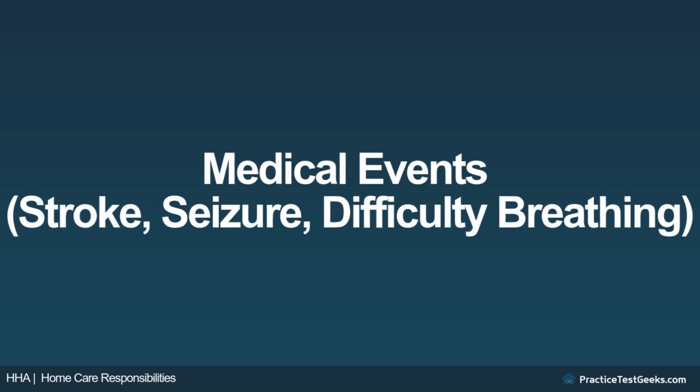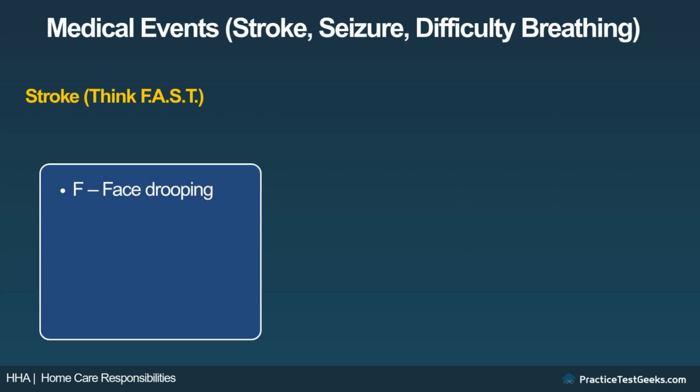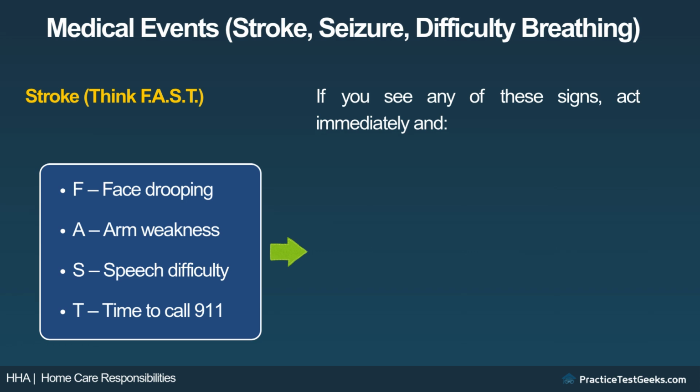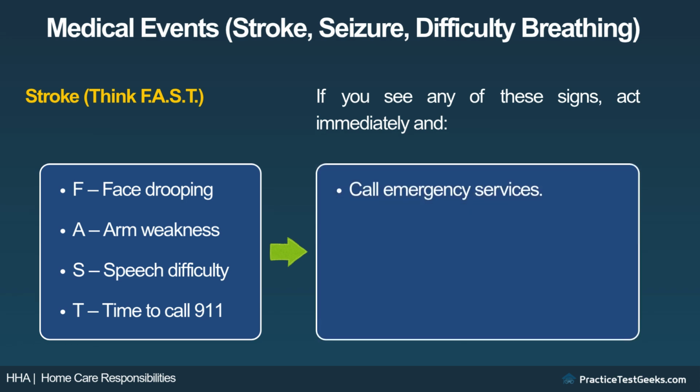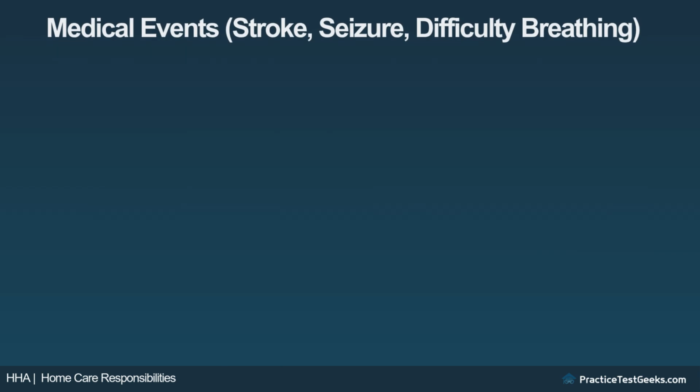Medical events: stroke, seizure, difficulty breathing. Stroke, think FAST. F, face drooping. A, arm weakness. S, speech difficulty. T, time to call 911. If you see any of these signs, act immediately and call emergency services. Keep the client safe and in a comfortable position. Do not give them anything to eat or drink.